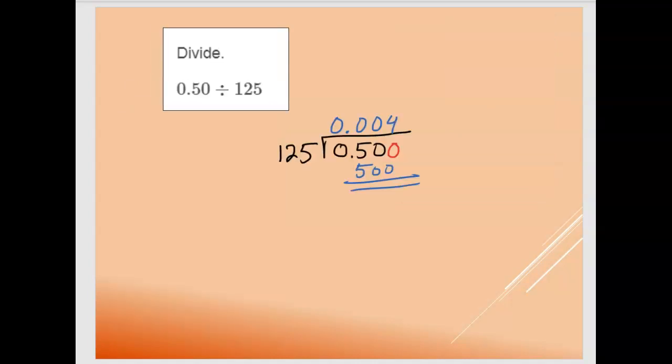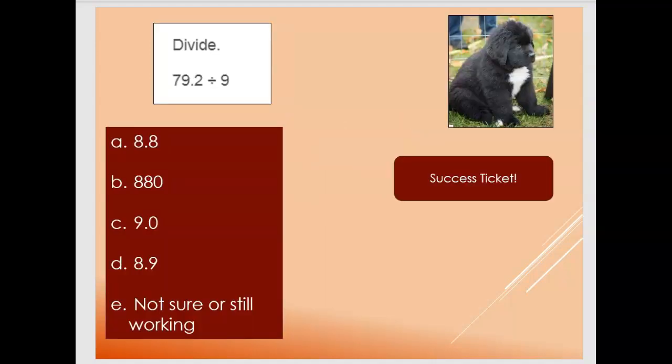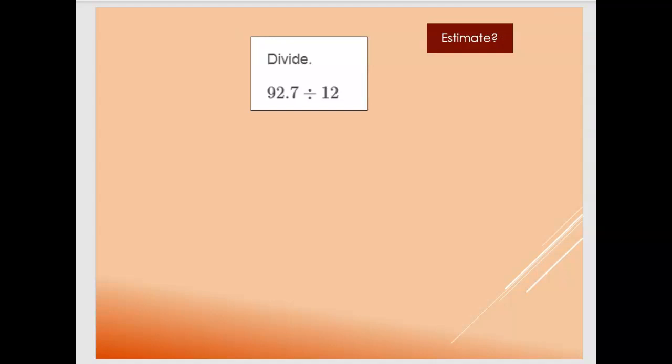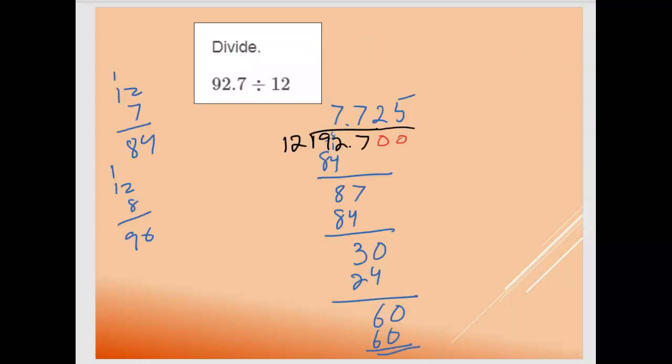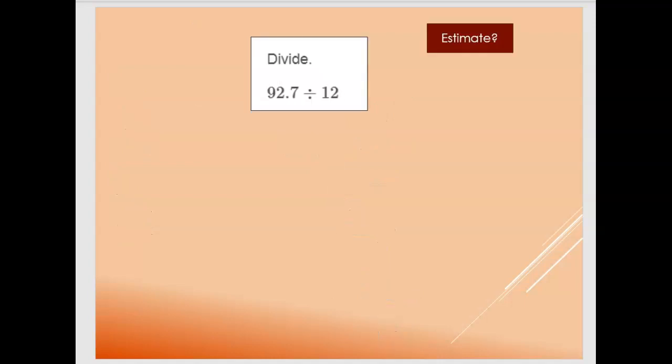All these slides are in the OneNote. Everything we're looking at here is in the OneNote. This is what we had set up as a success ticket. 79 2/10 divided by 9. These ones are all very similar to what we just did. Here's one where you have to add a couple zeros. Yeah, this might be a good one to do.